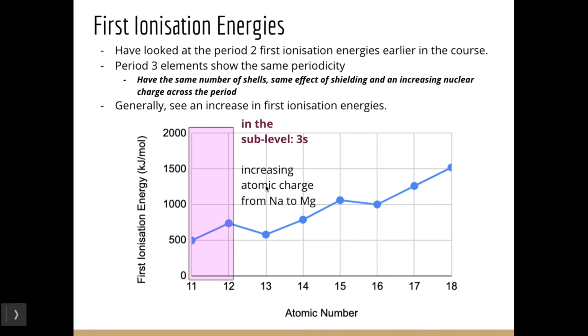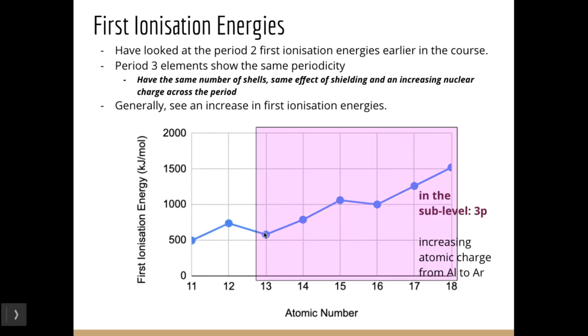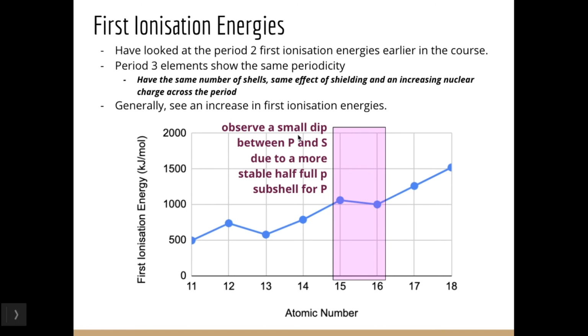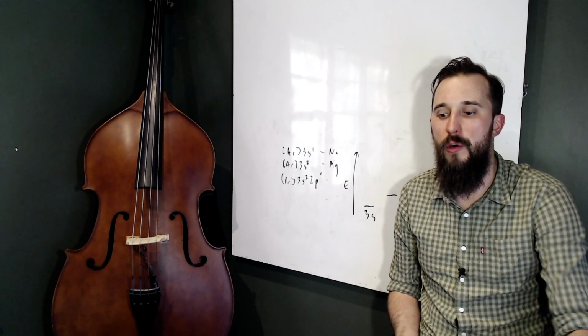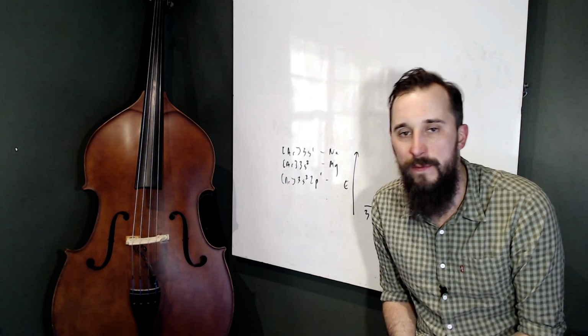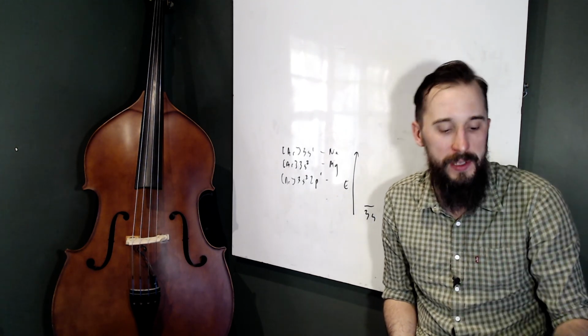We saw the 3s increasing atomic charge from sodium to magnesium, same outermost subshell. But then we go to the P subshell, we see that decrease there because we're now in a P subshell, which is a higher energy, and we have the increasing atomic charge from aluminium to argon. But we have this other discrepancy between the phosphorus and the sulfur. So the same way that we have stable configurations for full shells, we also see stable configurations for half full shells. This is something we've seen earlier in the course as well.